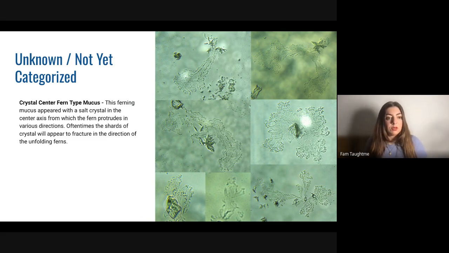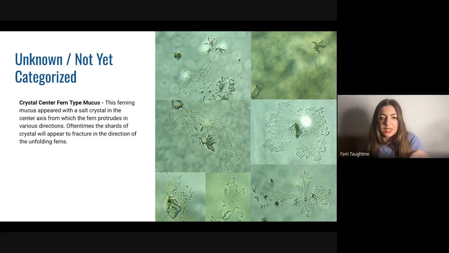So to discuss that a little bit, this crystal center fern type mucus kept coming up. This ferning mucus appeared with a salt crystal in the center, and then the fern looks like it protrudes in various directions. And oftentimes the shards of the crystal will appear to fracture outwards in the direction of the unfolding fern.